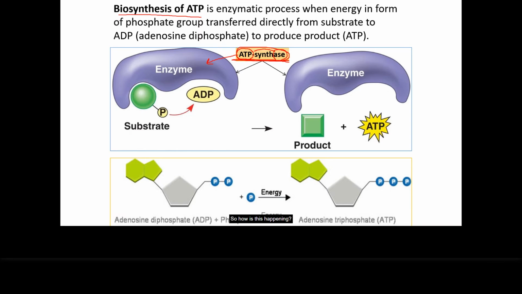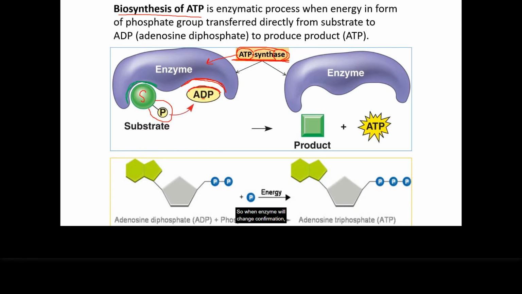So how is this happening? We have two active sites in this enzyme, one active site here in red for the ADP molecule, adenosine diphosphate. It has only two phosphate groups. And the other active site on this enzyme will be here in green, and it will be for this substrate. This substrate could be different molecules, but they all have, on the end, a phosphorus group. So this substrate has a phosphorus group.